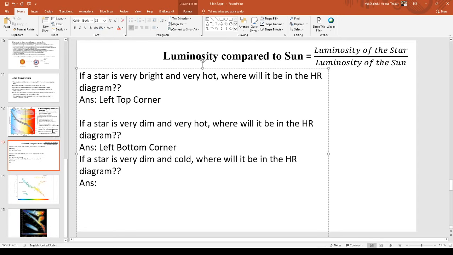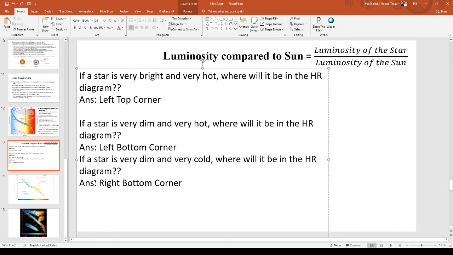So it's dim, so low brightness, and it's cold. No, not middle top. Why will it be middle top? It's cold, so it's very cold. By cold, I mean very cold. So it will be to the right, and it's very dim, so it will be bottom. So this will be right bottom corner.